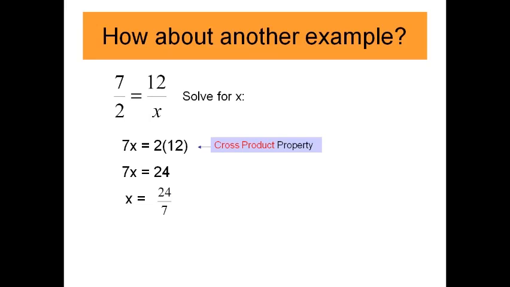7 upon 2 is equal to 12 upon x. Again, you use the property of cross multiplication. 7 into x is equal to 2 into 12. We have to calculate the value of x. So the number which is in multiplication with x, that means 7, will go in the denominator and 24 will come in the numerator. So the value of x will be equal to 24 by 7.